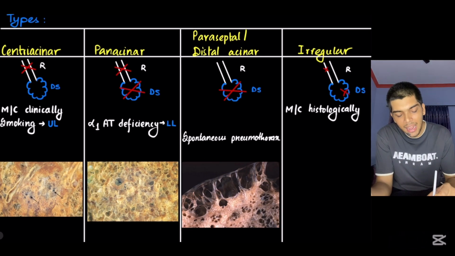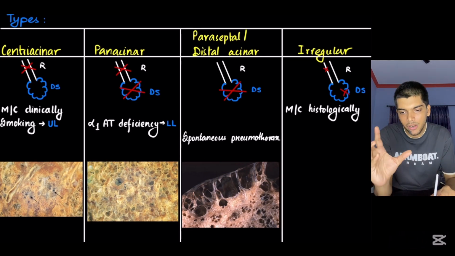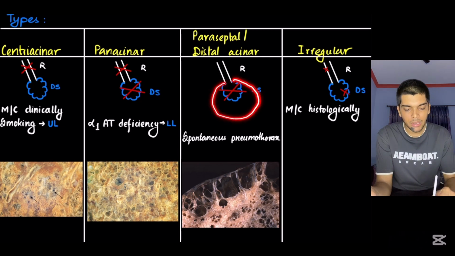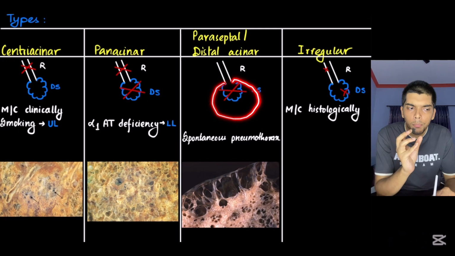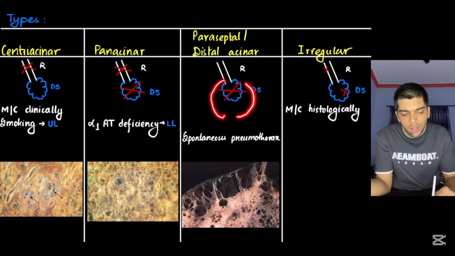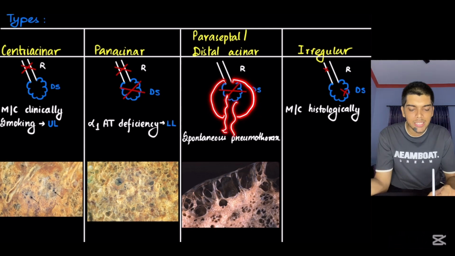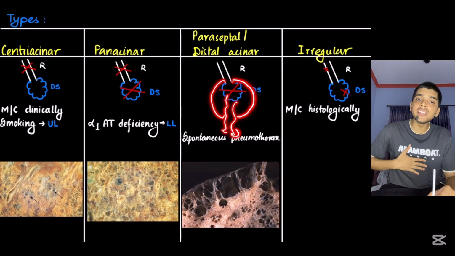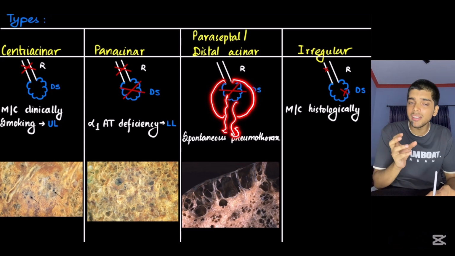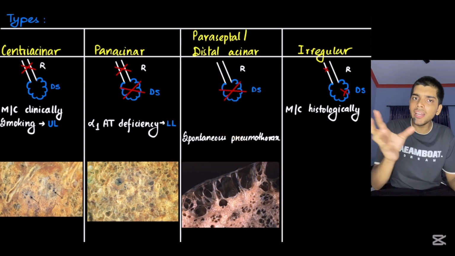Imagine the distal part of the acinus, the alveolar duct and the alveolar sac, as a balloon filled with air. Now let's say this balloon bursts, pops spontaneously. As a result, all the air from inside the balloon leaks out, and the chest gets filled with air, which is pneumothorax. Since there is spontaneous bursting of the balloon, it is spontaneous pneumothorax.